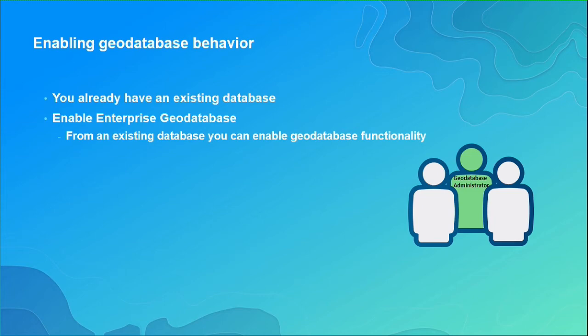The other way to create an enterprise geodatabase using Python is to use the Enable Geodatabase geoprocessing tool on an existing database. Maybe you have a database with spatial data, permissions all set up, and now you want to take advantage of the geodatabase functionality that we have to offer. You can use the Enable Geodatabase tool to lay down the system tables to convert your database into a geodatabase. This tool needs to be run by the Geodatabase Administrator.